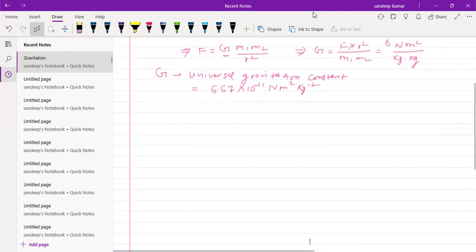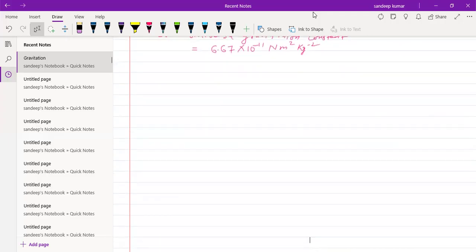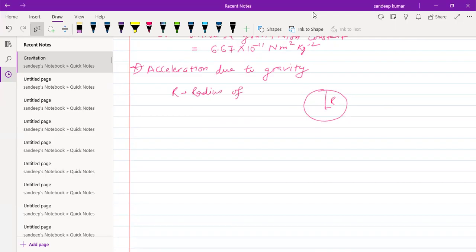Next, we talk about acceleration due to gravity. It is the acceleration produced in a body whenever it is falling freely under the gravitational force. See, Earth is there. Let's take the radius of Earth as R. Radius of Earth is approximately 6,400 kilometers.